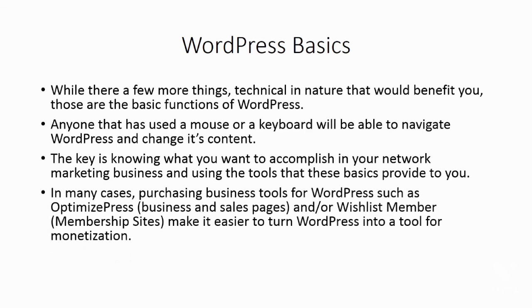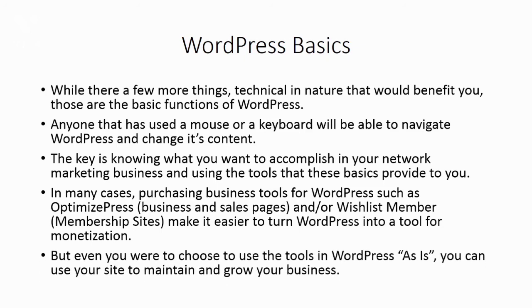Now, in many cases, purchasing business tools for WordPress, such as OptimizePress, which gives you business and sales pages, or Wishlist Member, which gives you a membership site, make it easier to turn WordPress into a tool for monetization. But even if you were to choose to use the tools in WordPress as is, you can use your site to maintain and grow your network marketing business.